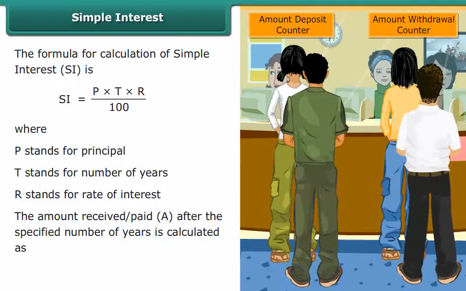The amount received or paid after the specified number of years is calculated as A is equal to P plus SI. Let's take a look at an example.